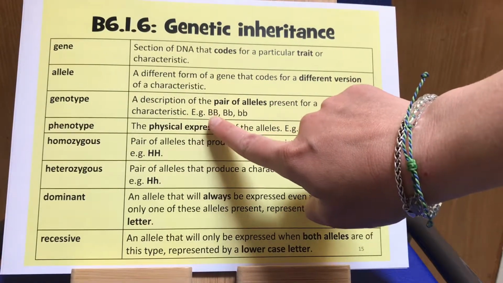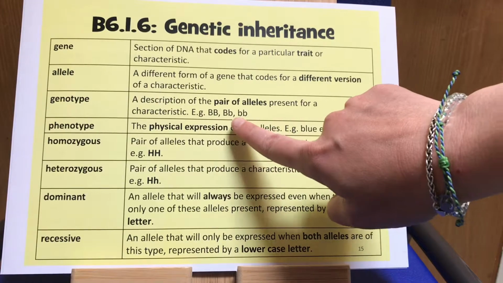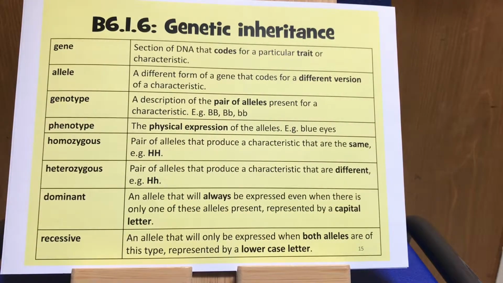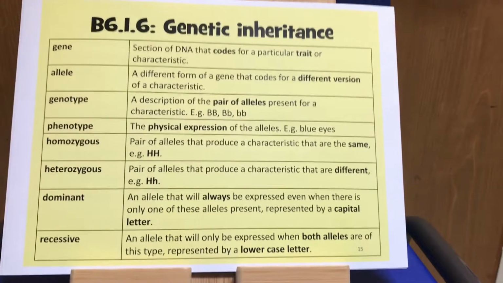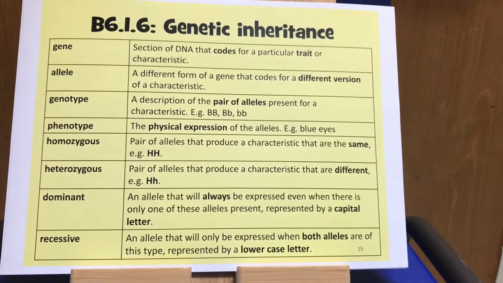So we've got big B, big B, big B, little b, or two little b's, and we would describe any of those as the genotype. Okay, the combination of genes. Then we've got phenotype. Think of the first two letters, PH. It's the physical expression. What do we actually see the person to have? For example, blue eyes.